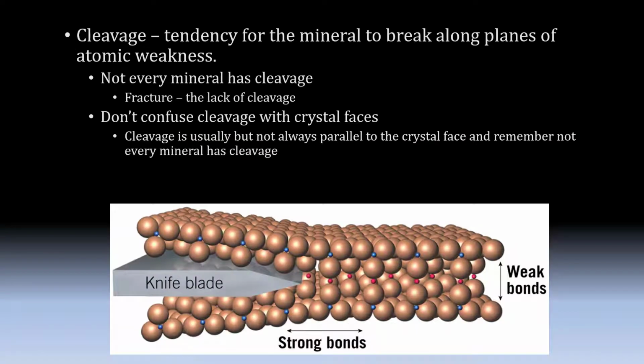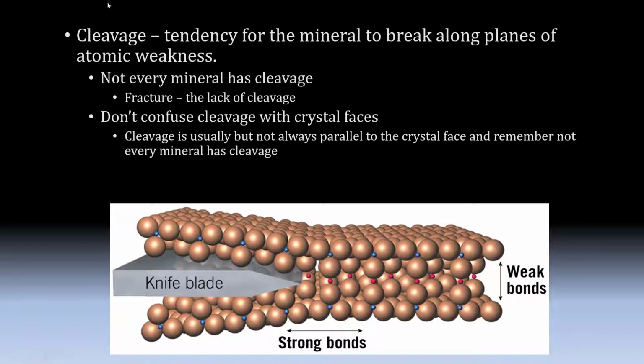Okay, so another handy property is cleavage, which is the tendency for the mineral to break along very flat surfaces that are planes of atomic weakness. So in other words, remember I talked about that chemical matrix that mineral has, that internal crystal structure. There's going to be weak bonds in that crystal structure. There are several different kinds of atomic bonding. Some are stronger than others. Covalent bonds are stronger than ionic bonds.